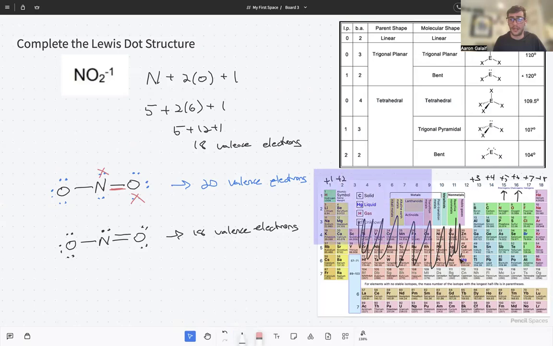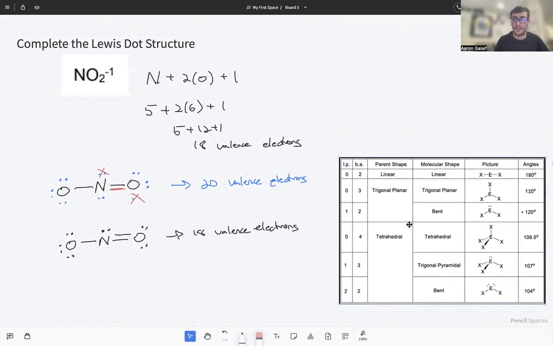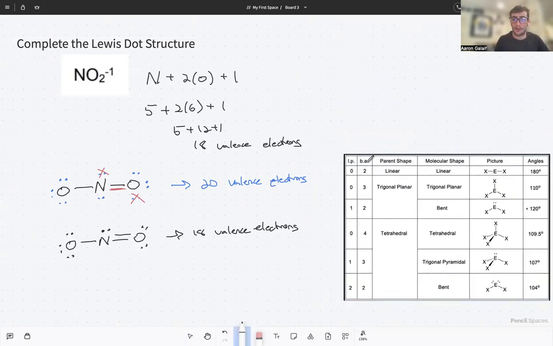So what we're going to do here is move our periodic table and bring down this chart. What we see in this chart is the number of bonded atoms and lone pairs for the central element. Well, we have 2 bonded atoms right there, and we have 1 lone pair. So what does that mean? 2 bonded atoms, 1 lone pair. So our parent shape is trigonal planar, and we are also bent for our molecular shape.